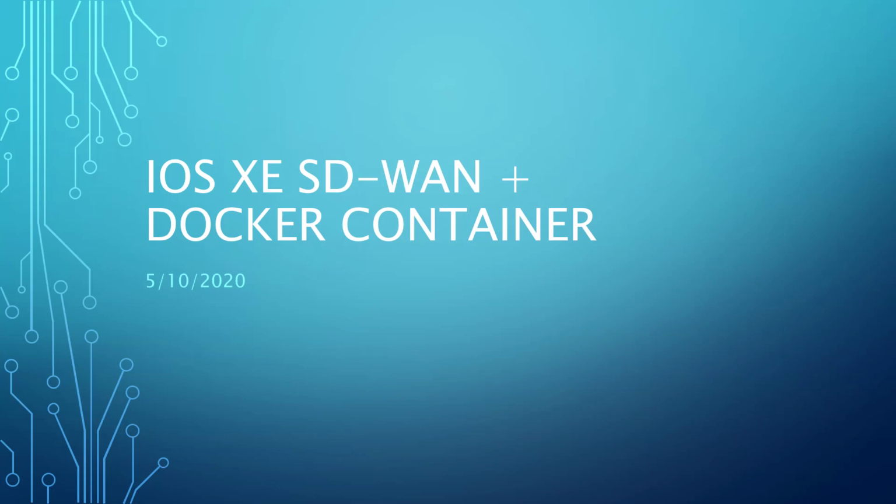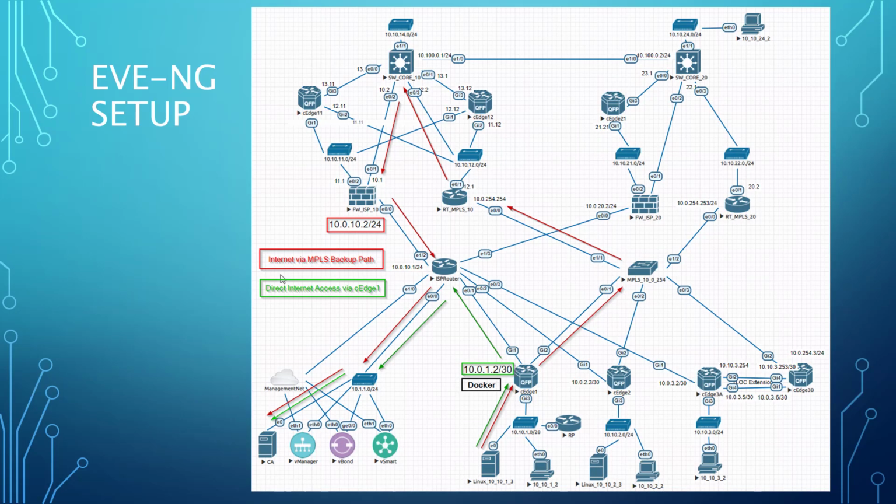Welcome. I'm going to talk about running Docker containers on Cisco IOS XE SD-WAN routers. So why would you want to run a Docker container on an SD-WAN router? Well, let's say you have a WAN with multiple paths and you want to make routing decisions using custom software or script based on your unique business needs.